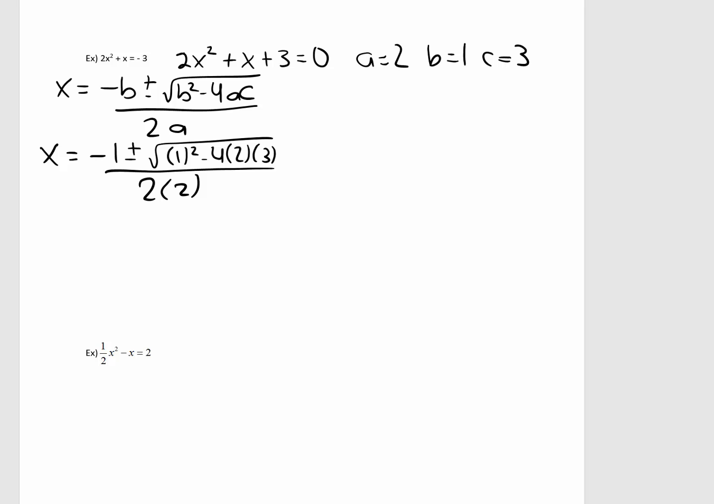Now, I need to set this equation equal to 0. So I'm going to add 3 to both sides. Now that it's set equal to 0, we know a is 2, b is 1, and c is 3. So now what I want to do is write the quadratic formula out, and substitute in for a, b, and c. So now I've done that, let's simplify. And we know 1 minus 24 is negative 23.